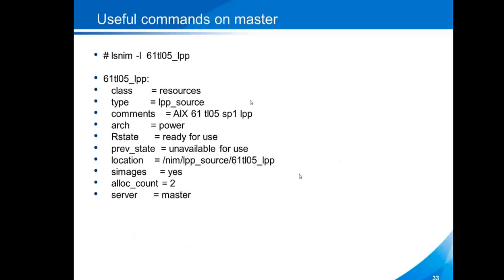You can do the same thing for an lpp_source, and I always put comments in when I create my lpp_sources so that I remember what they were, even though it's in the name. There may be some additional comments in there, like I might put in AIX61 TL5 SP1 customized to include, I don't know, WebSphere. But having comments in there makes it useful for other people. And by the way, this is where it shows you whether simages is correct. If it says simages equals no, you'll have to go back and do that recover that was on one of the earlier slides if you want to create a bootable image from this lpp_source.